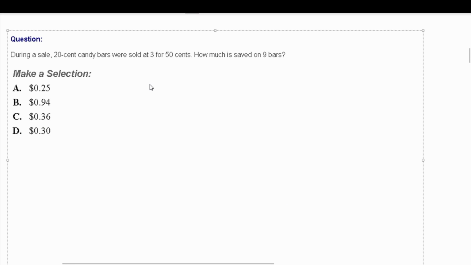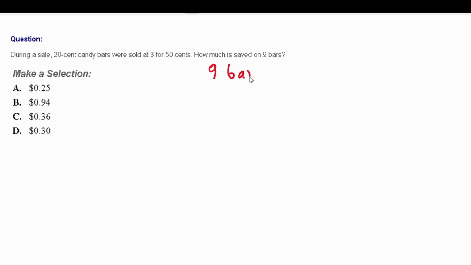All right, this question says, during a sale, 20-cent candy bars were sold at 3 for 50 cents. How much is saved on 9 bars? Okay, so we're buying 9 bars of candy in total. So let's go ahead and see what it would cost us if we paid 20 cents per bar. That would be 0.20, which refers to 20 cents in decimal form, times 9. Again, we're buying 9 bars of candy.